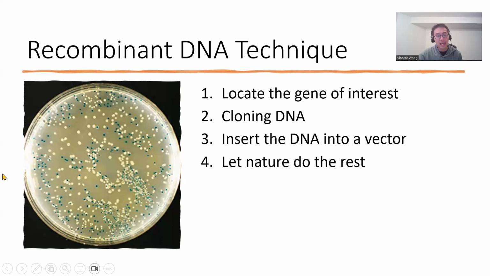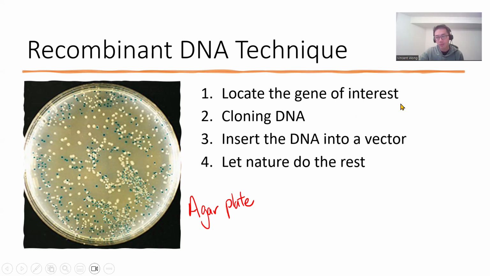This is an agar plate, A-G-A-R. It has all the nutrients that are necessary to grow bacteria on it. All these little dots that you see, those are bacterial colonies. There are hundreds, if not thousands, of bacteria in this little blob. Some are blue, some are white, and I'll tell you why they are like that later on. So, 4 steps. Let's start with the first step, locating the gene of interest.